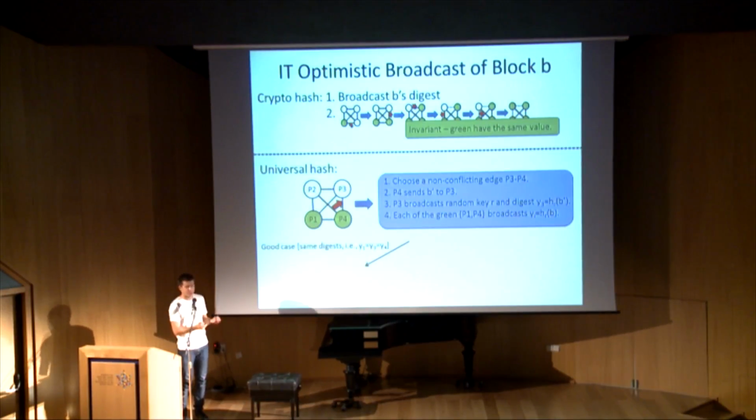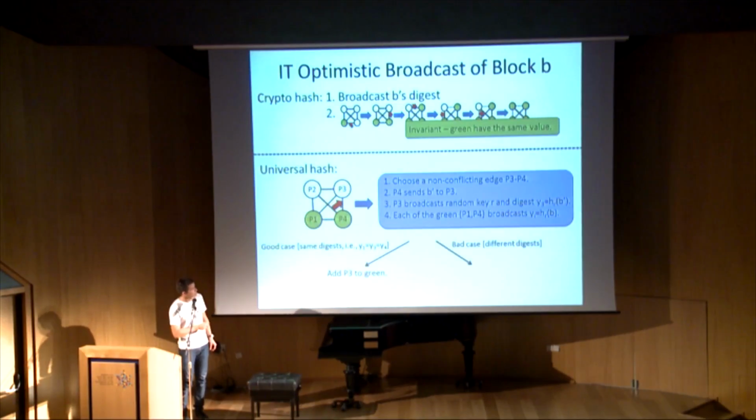So there are two cases that can happen. Let's say in the good case, everyone broadcasts the same digest. If everyone broadcasts the same digest, then given that P3 is good, with high probability it has the same value as all the good guys. So in this case, we can safely add P3 to the green set. This is a good case as before. So we grow the green set.